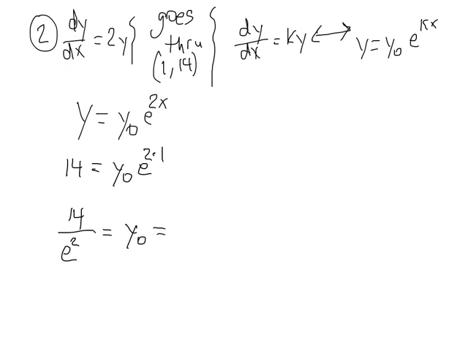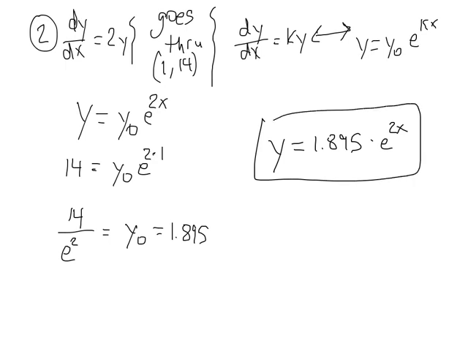And if I went through and did that on my calculator, I should get about 1.895. So that is rounded. Obviously it's not an exact value, but I would get something like that. And so now I could go and say I've solved for this initial value right here. And my overall equation would be y equals 1.895 times e to the 2x. And that would be the equation that I would get knowing this initial information.